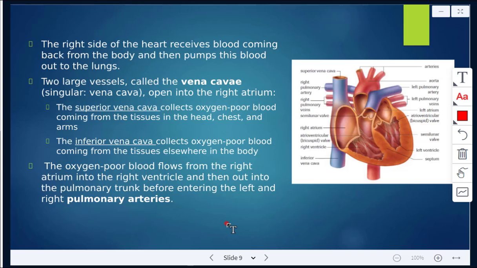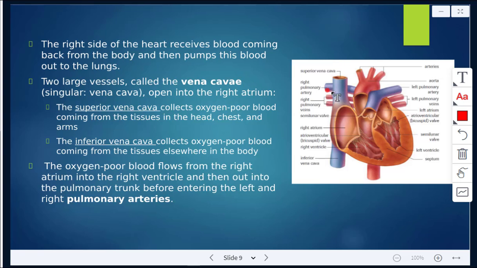All right, so the right side of the heart, which is here, receives blood coming back from the body, and then it's going to pump this blood out to the lungs. So there are two large vessels here called the vena cava. Singular is vena cava. Vena cavae would be plural. And they open into the right atrium.